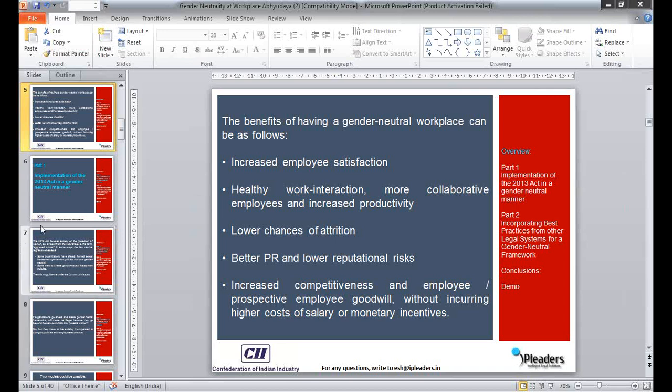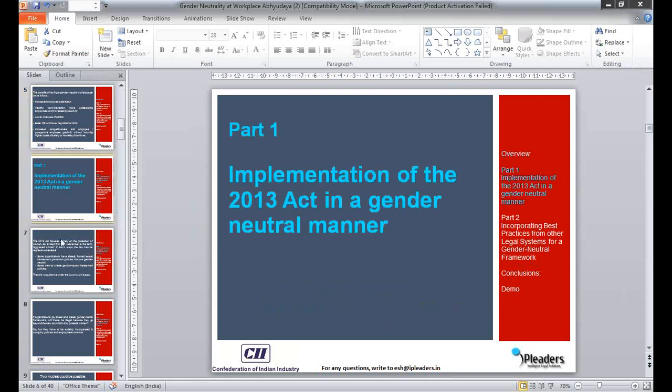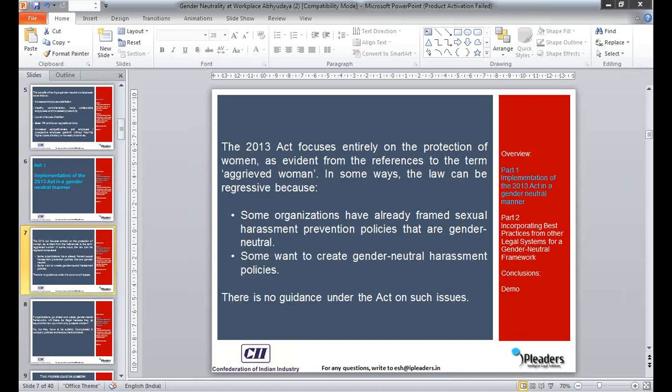And of course, there will be greater competitiveness. A better workplace is a non-financial incentive that employees will look forward to, because it's a more friendly and more equal environment. So now let's look at how the 2013 Act can be implemented in a gender neutral manner.